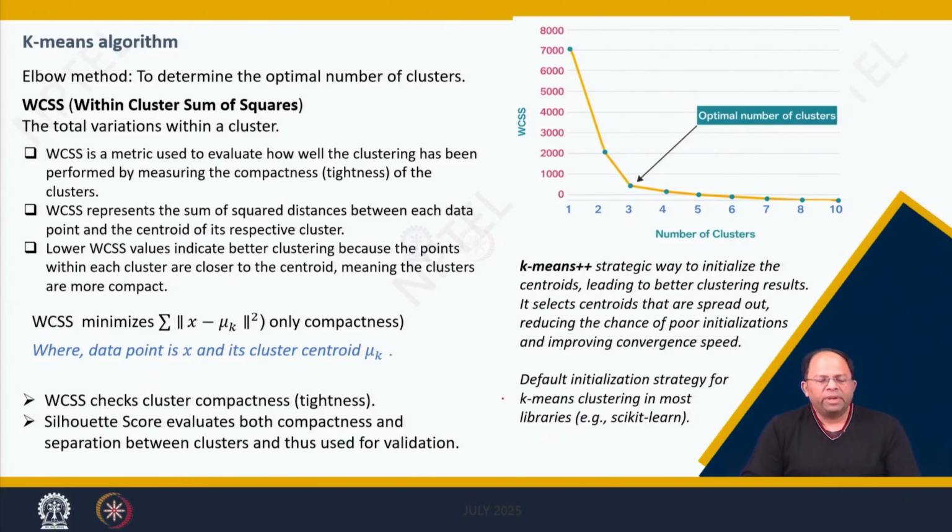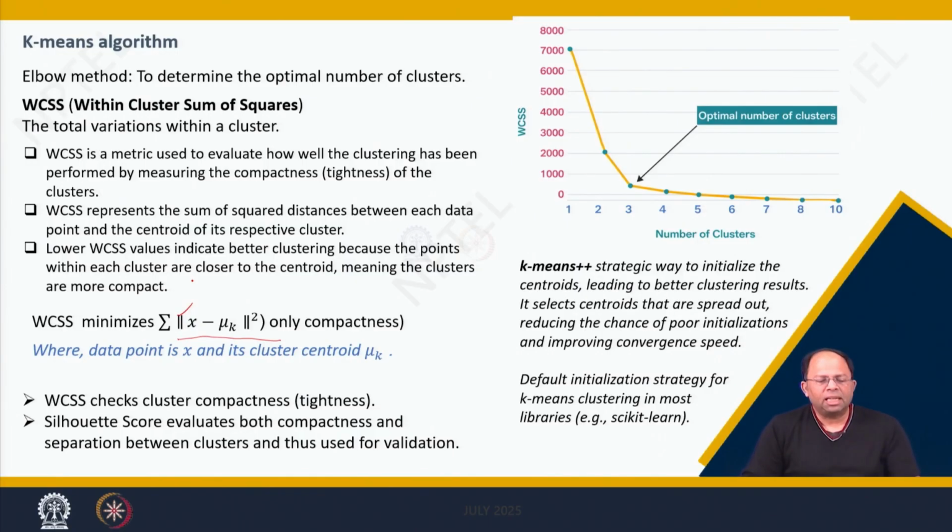Now total variation is basically the norm of x minus mu k, whole squared. That means for all the different vectors we are adding up the differences and then taking a square of it, right? That's the norm. So WCSS is a metric used to evaluate how well the clustering has been performed by measuring the compactness or tightness of the cluster. That's the purpose why we do that.